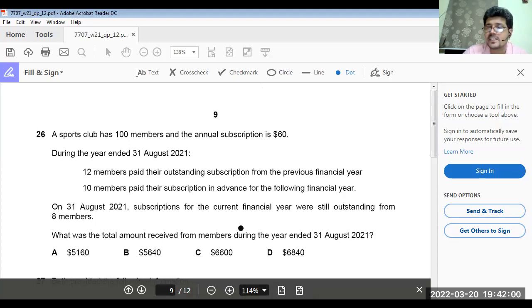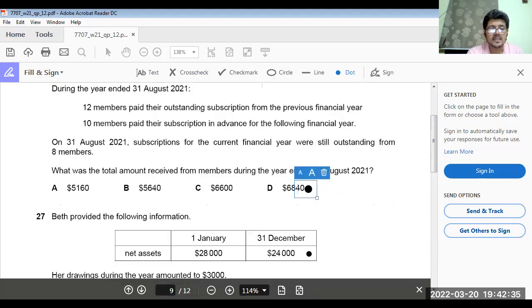The total amount is 7,320. But you know, 8 members have not paid the subscription. So if 8 members do not pay $60, that is 480. 122 members, when they pay $60, that would be 7,320, and 8 members, when they don't pay $60, the amount is 480. So it means 6,840 we received during the year. Okay. Now come to 27.